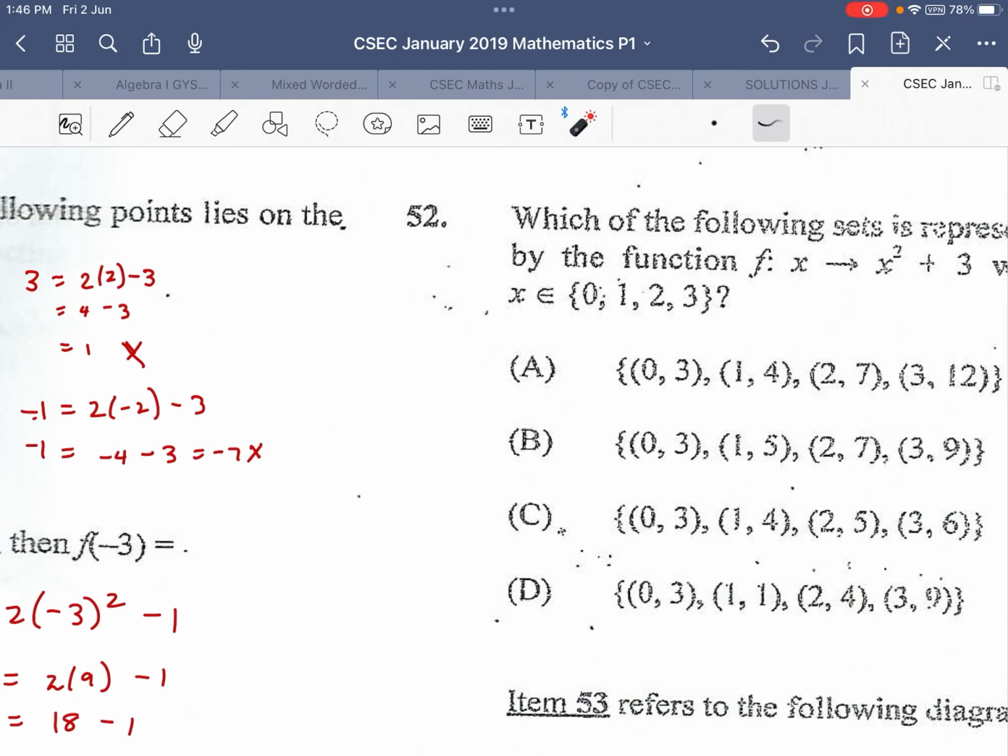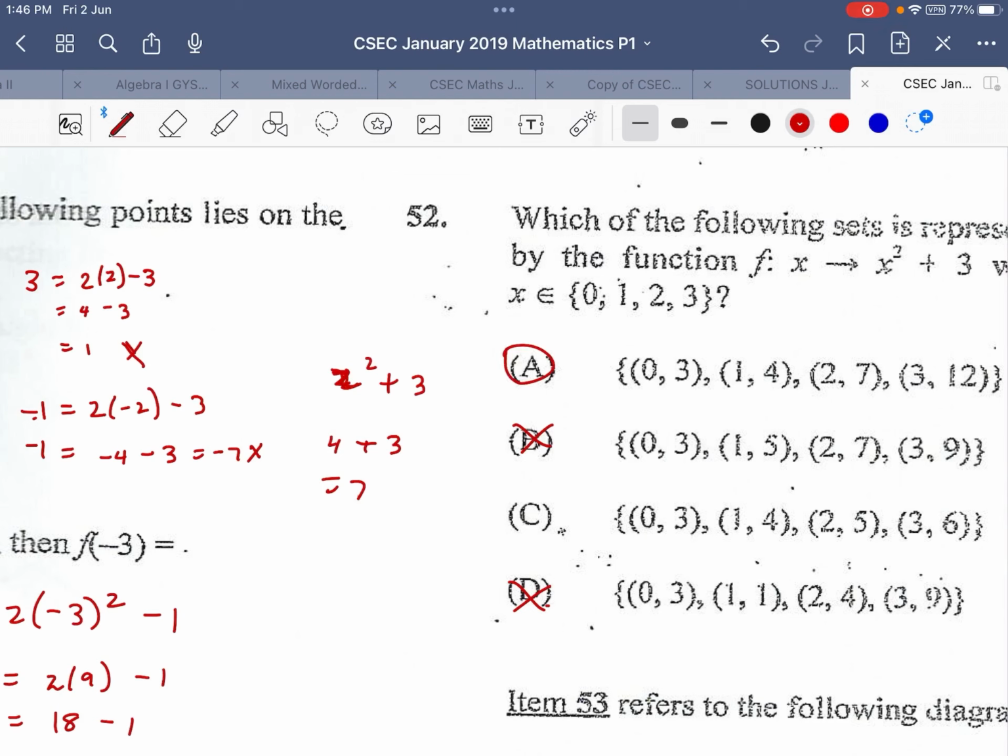When x is equal to 1, we'll have x squared, which is 1, plus 3, which is 4. So that cancels out b and d, right? And then the values now for when x is equal to 2 are different. So let's see. x is equal to 2 means 2 squared plus 3. So that's 4 plus 3, which is 7. Okay, so that should be a then.